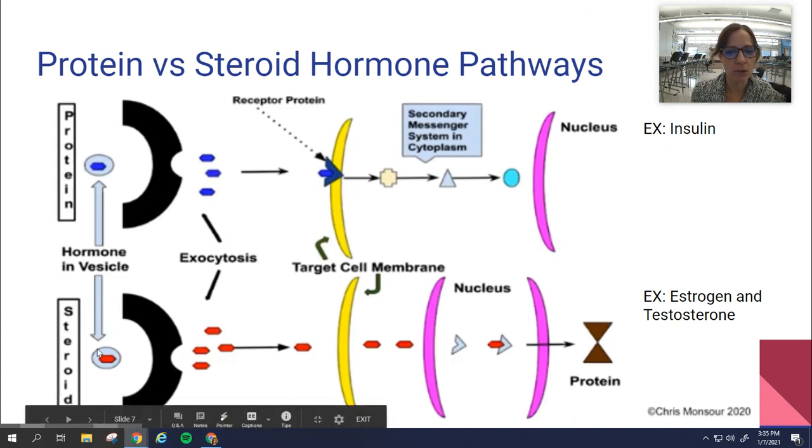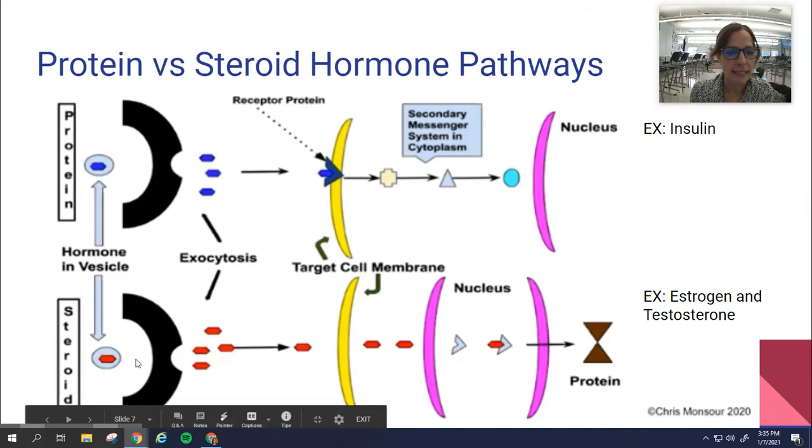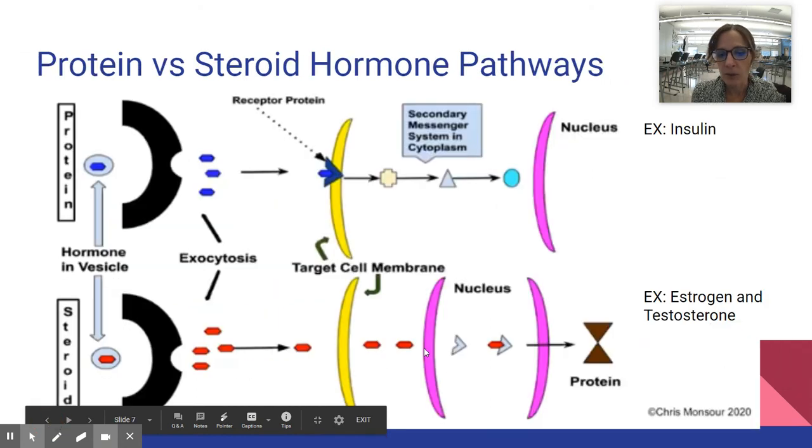Now, if you look at the steroid hormones, and that would be estrogen and testosterone, again, the hormone is secreted with exocytosis, but notice the difference. That hormone, so estrogen or testosterone, can go straight through the target cell membrane, because they have the same structure. They are both lipids, so the hormone can actually make it through the cell membrane and then cause a response or a protein.